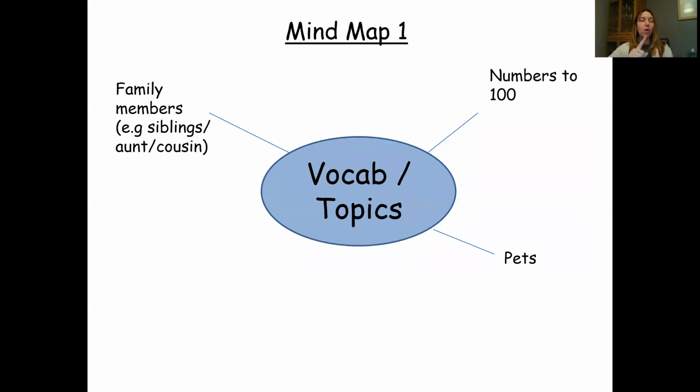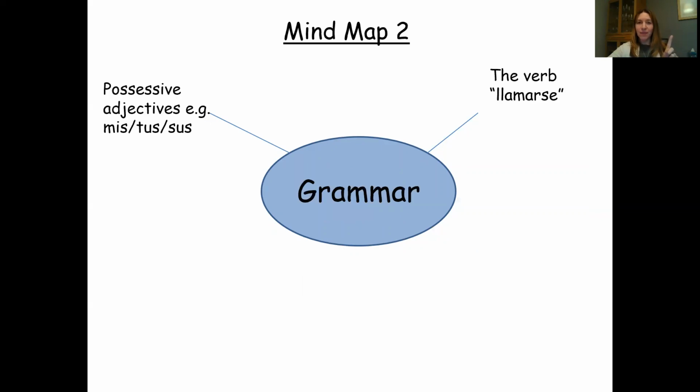things that we've done. So we've done family members like siblings, hermano, hermanas, aunts, cousins. We've done our numbers up to 100 now. We've done pets. We've done an awful lot more things. So I'd like you to populate, which means write them all in around that mind map. So that's for the vocab and topics.